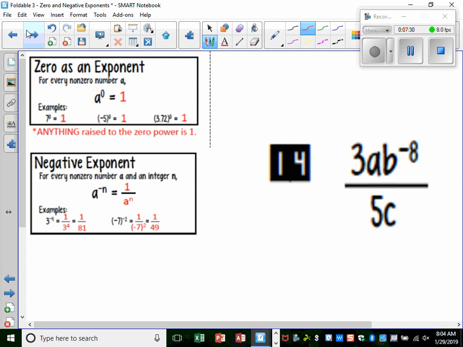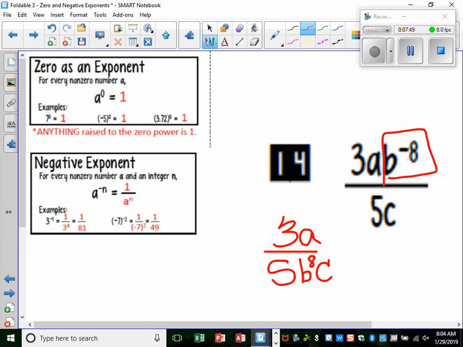All right, number 14. I don't need to bother the 3/5. Don't need to bother the a, don't need to bother the c. This is the only thing that's negative, put it in alphabetical order down at the bottom. Okay, so I just took the reciprocal of just the b, just the b. Everything else had a positive exponent.